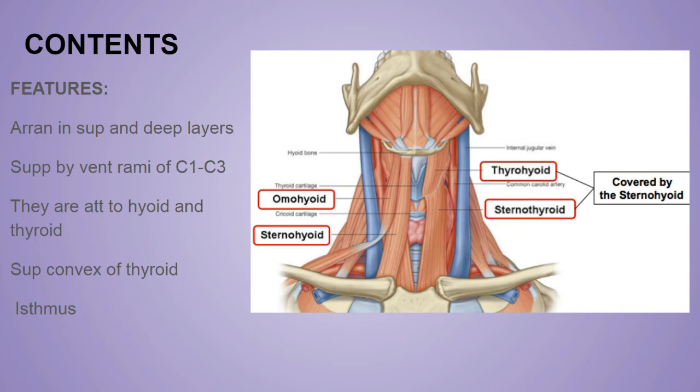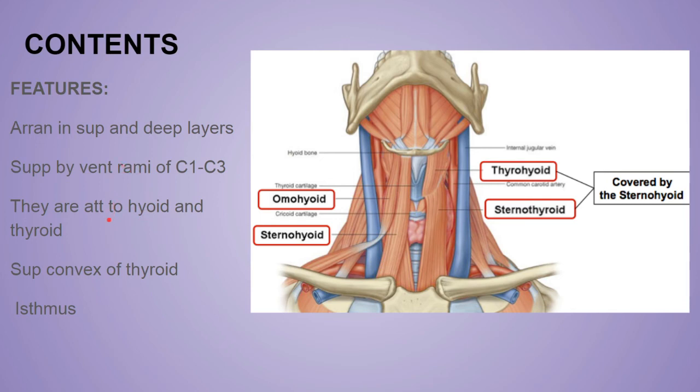Now these infrahyoid muscles have the following general features. First of all, they are arranged in superficial and deep layers. Which two muscles are superficial? Remember, the superficial ones are the sternohyoid and the omohyoid. When we remove these muscles, we will be able to see the two deep muscles, the thyrohyoid and the sternothyroid. So they are arranged in two layers. The next feature is that they are supplied by the ventral rami of cervical spinal nerves C1 to C3. All of them are supplied by the same nerves.